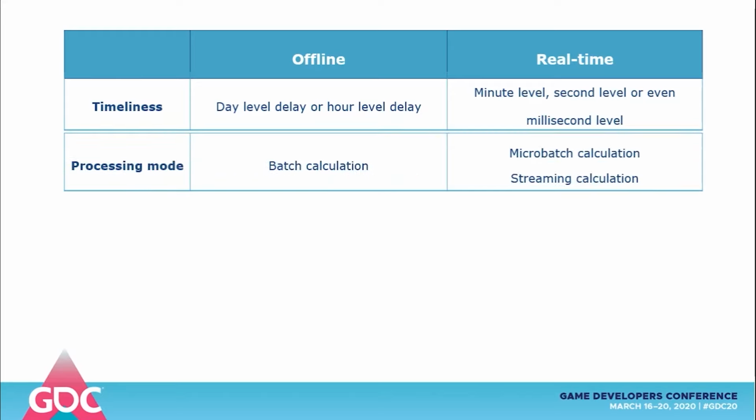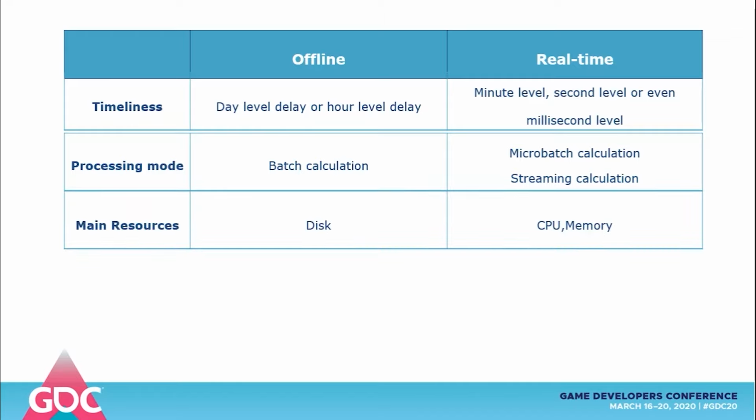Secondly, the processing modes are different. Offline system uses batch calculation, while real-time system uses micro-batch calculation or streaming calculation. In terms of resource consumption, offline data processing has a higher demand for disk and network I/O due to the relatively large amount of data processed. Real-time data processing requires higher CPU and memory usage for processing real-time data.